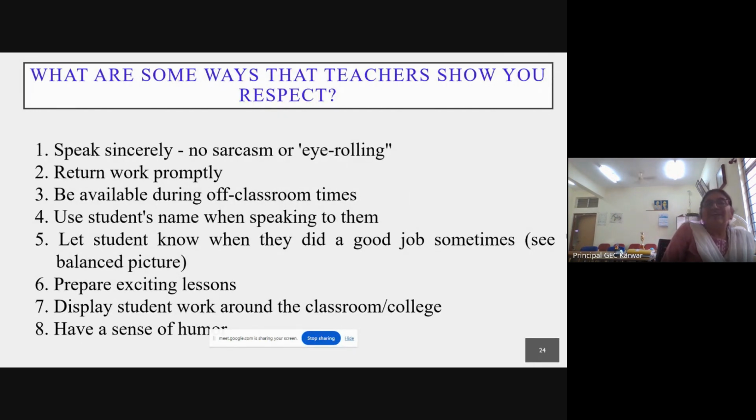What are some ways that teachers show respect? Speak sincerely to students, return work properly, and be available during off-classroom times also. Use students' names when speaking to them. So we need to remember students' names also. They feel really happy when we call them by their names. Prepare exciting lessons. Display student work around the classroom. When a student does some good work, we need to display their work, and have a sense of humor.